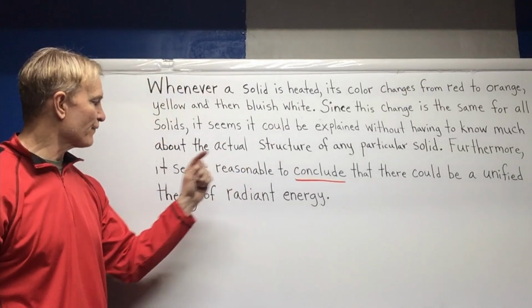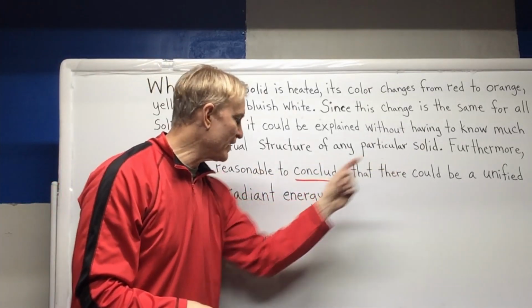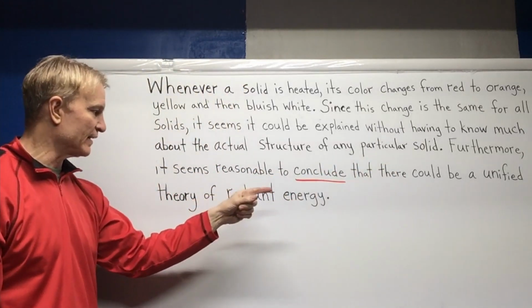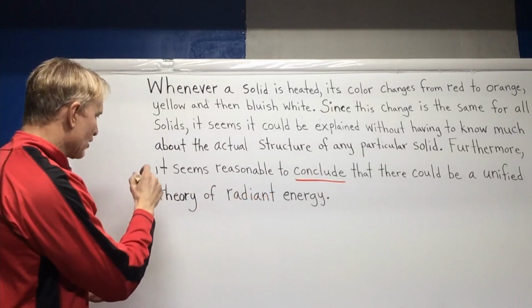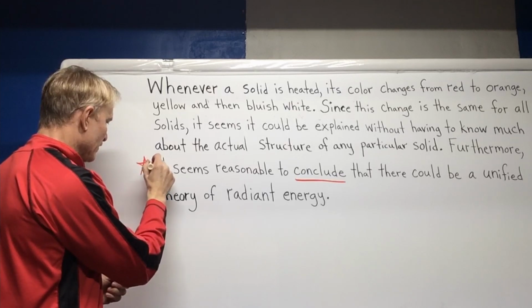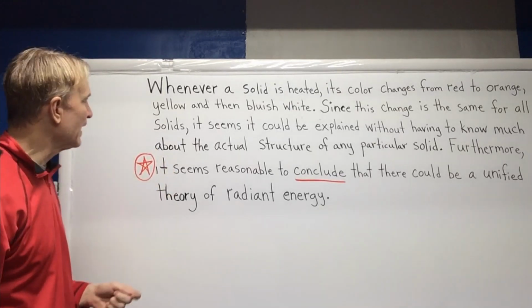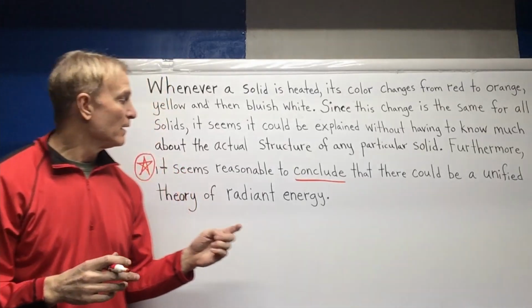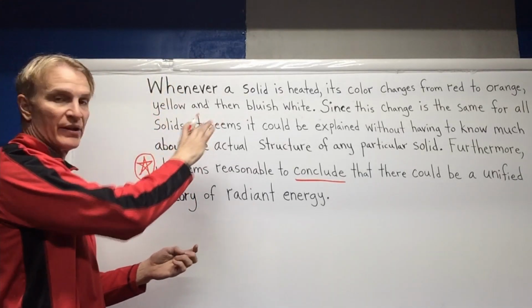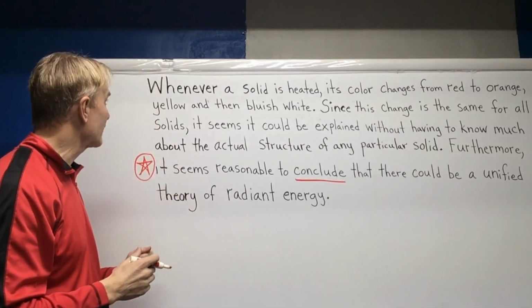So we read that from furthermore: it seems reasonable to conclude that there could be a unified theory of radiant energy. So I'm going to put my star here again. Whether you use a star or a C for conclusion, that's up to you. So now we need to start building premise by premise. Let's find each one at a time.